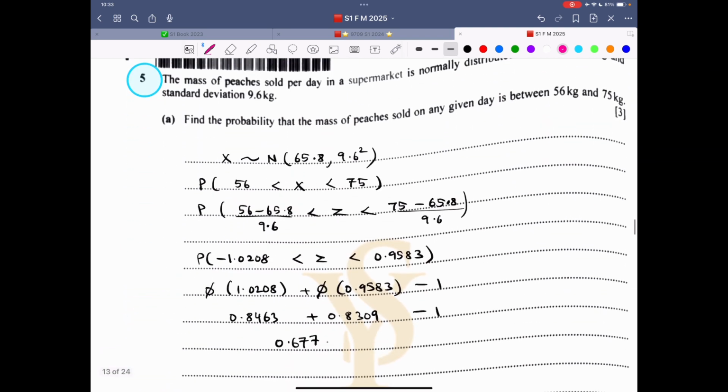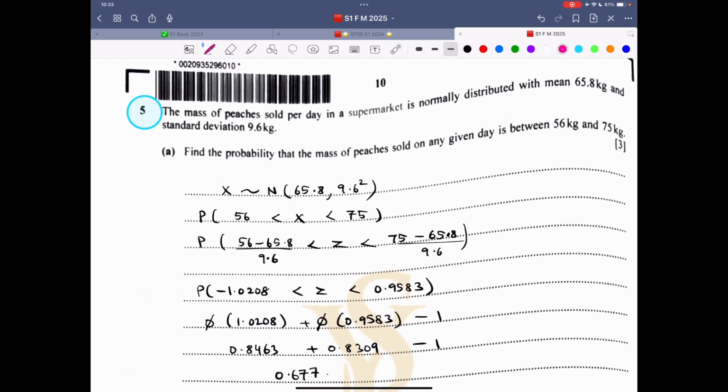Now, what else is there? Just a basic question, nothing special. The mass of peaches sold per day in a supermarket is normally distributed. That's the mean, that's the standard deviation. So let me highlight, that's the mean, that is the standard deviation that goes over here. And always write down the distribution first.